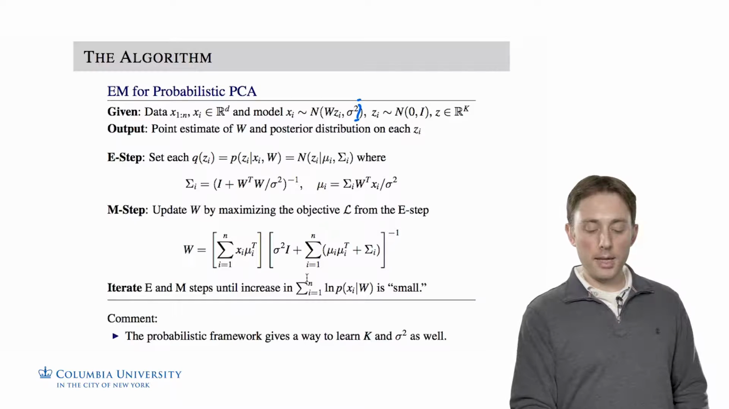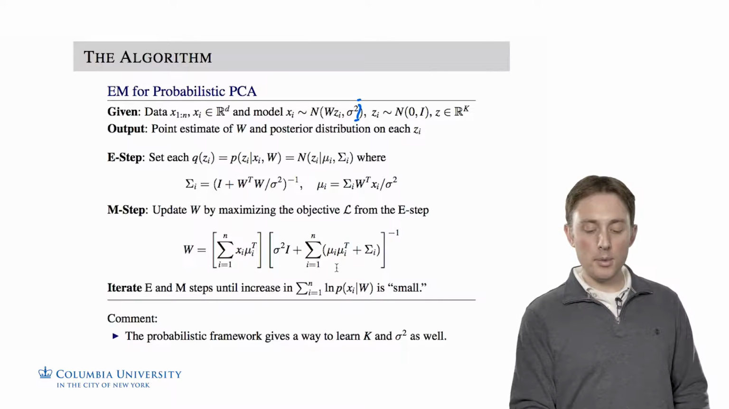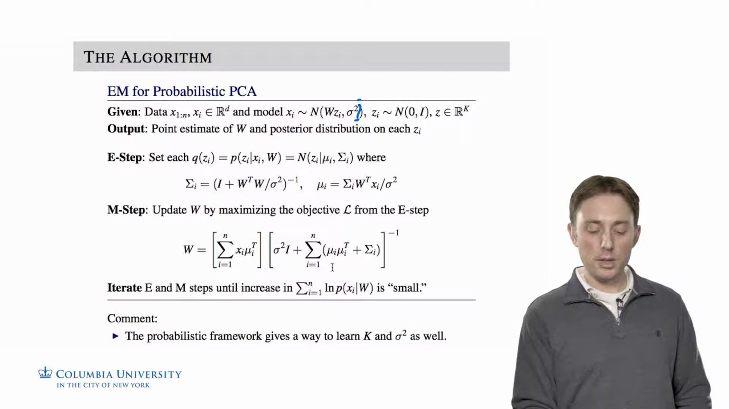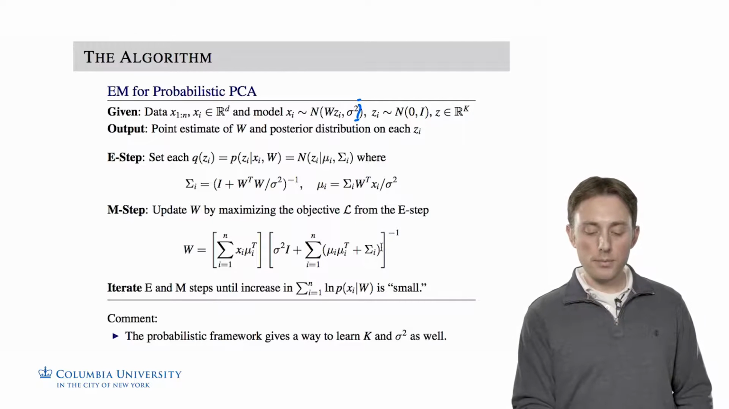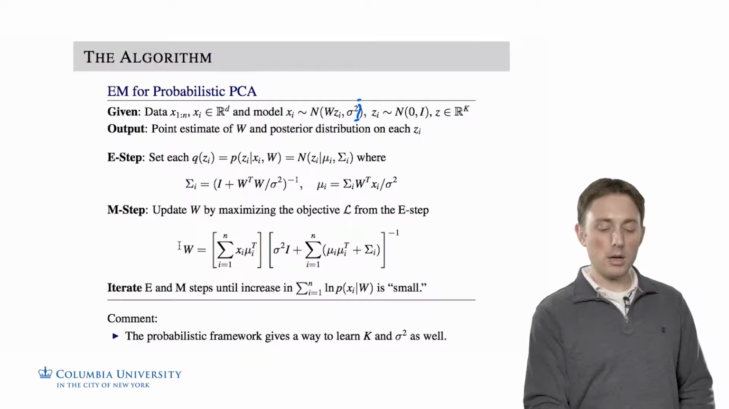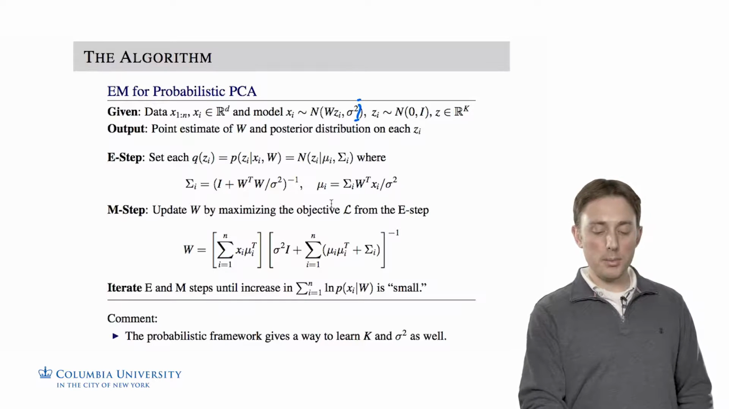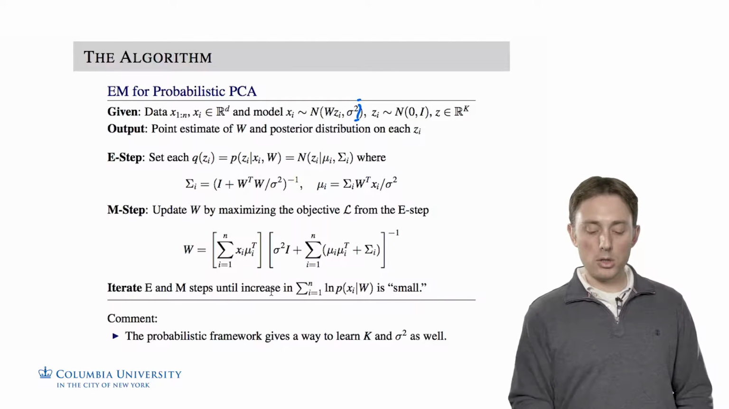And we multiply it by the inverse of this matrix, which is the noise variance, sigma squared I, plus the sum over each data point of this term, which is the outer product of the posterior mean of the embedding Zi, which is K by K, plus the posterior covariance, sigma I. So this is a K by K matrix. We sum it over every data point and invert it, and the result is still D by K. And so that's our update for W. Then because W has changed, we update each of these Q distributions, and we iterate back and forth until the improvement of this marginal likelihood is small.